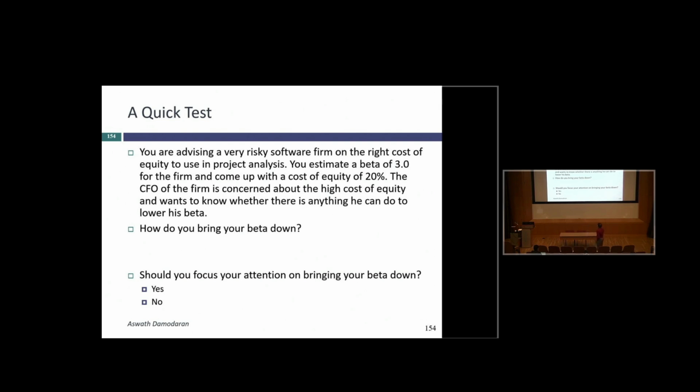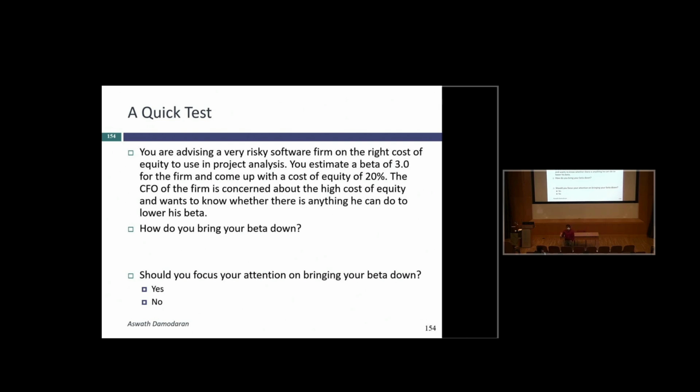Let's say the beta you come up with for my company, because I'm in a very risky business, is 3. We'll see why some companies have really high betas. So what does that mean? I'm 3 times more risky than the average company, right? So when you think about my cost of equity, it's the risk-free rate plus 3 times the equity risk premium. The cost of equity you come up with is 20%. So you come to me and say, your cost of equity is 20%.